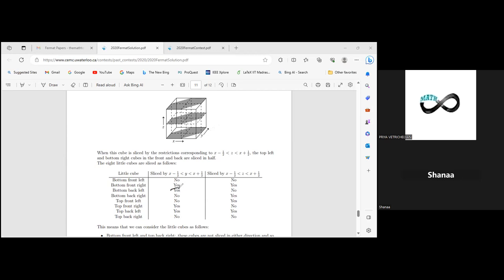And for the bottom back left. This is bottom. This is very difficult to see. Give me a minute.